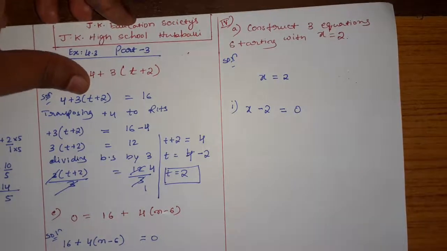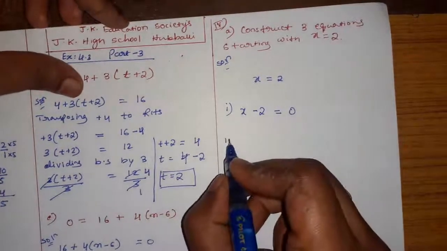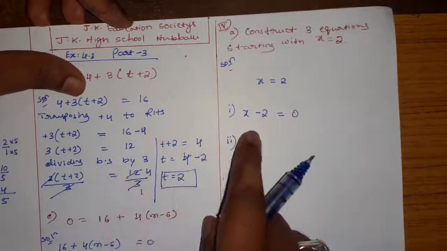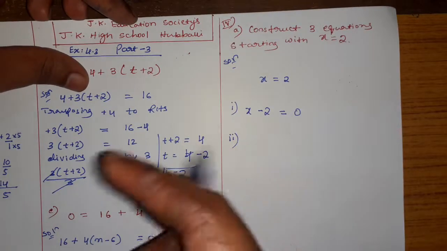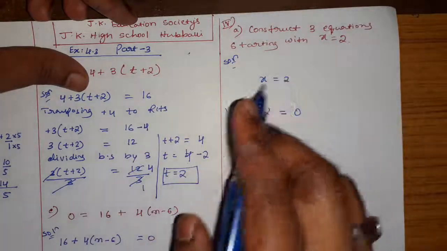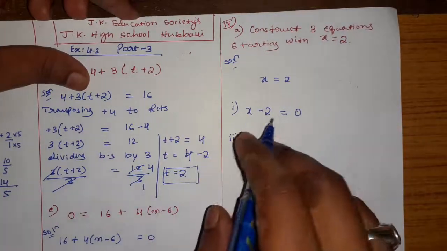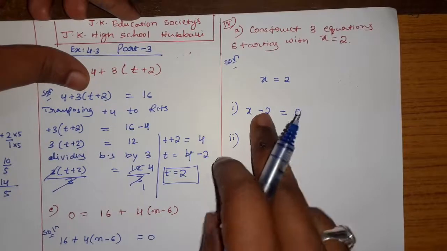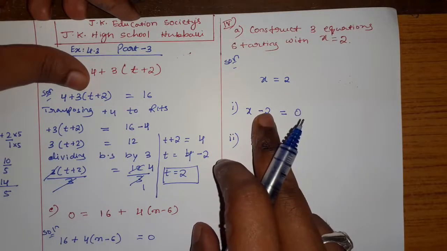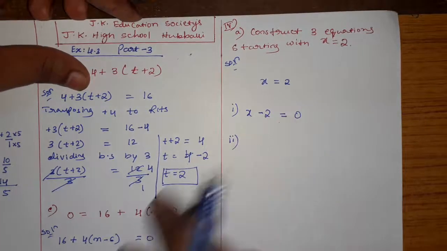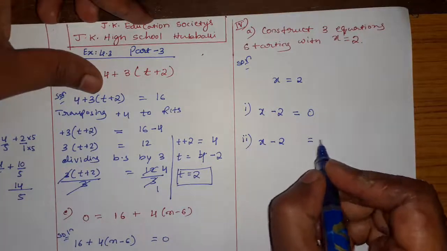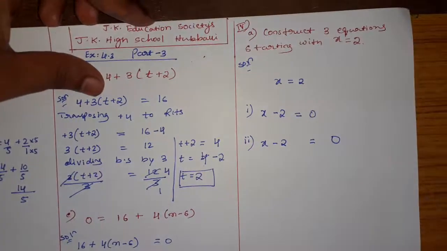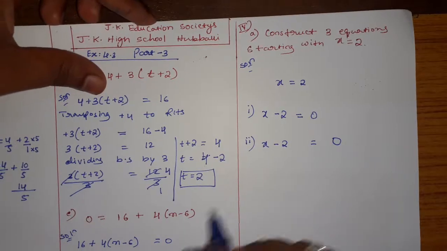This is the first equation. Second, once you got this, how to get the second equation? By adding any number. I will add -3 on both sides. Okay, x -2 = 0, right. What I will do, I will add -3 on both sides.